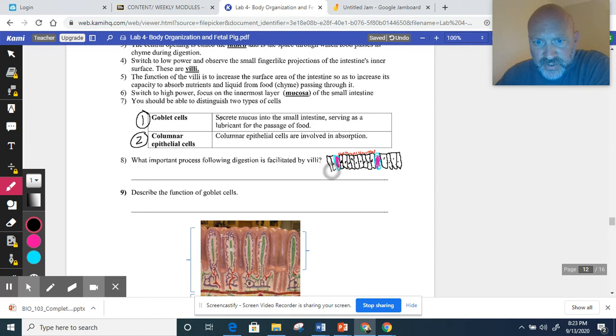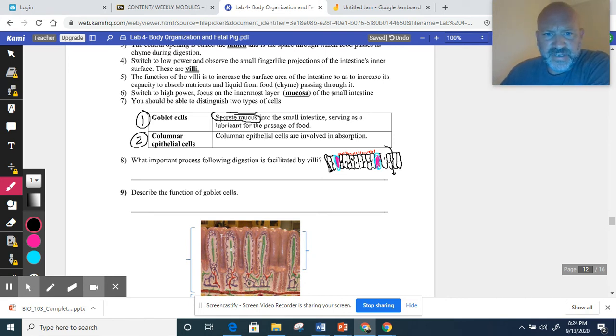So what do these columnar epithelial cells do? Well, they're actually absorbing nutrients. As nutrients are passing by, they're absorbing them. And what do these goblet cells do? Well, they do one thing. They produce mucus. So if you were to rub your finger inside your intestines, it would be very slimy and slippery. And that's because of all these goblet cells that are in there.